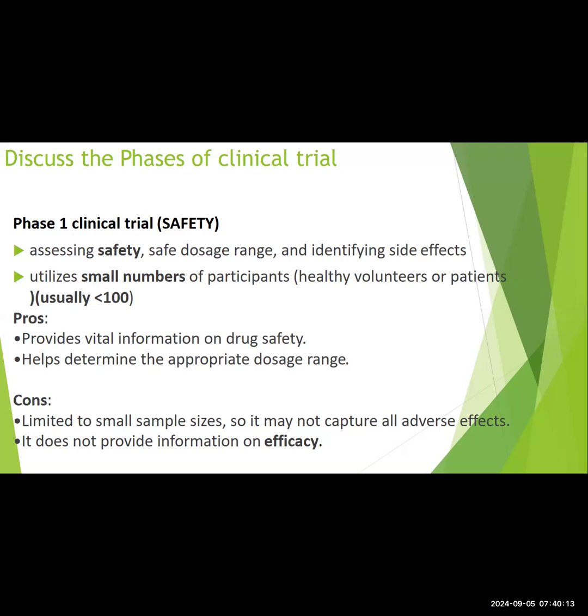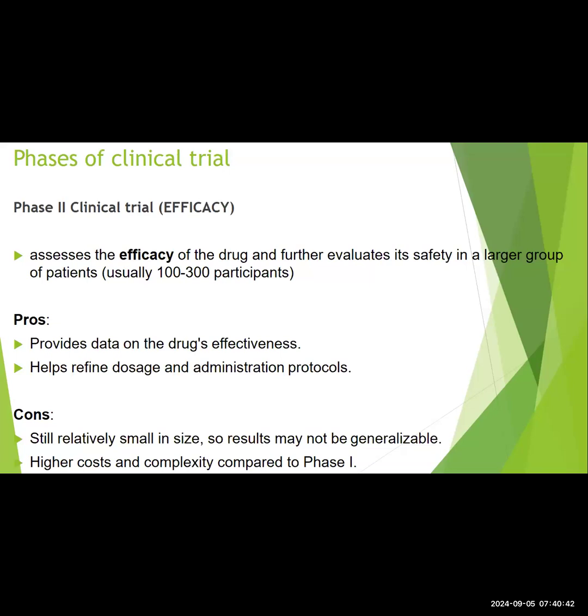It involves a small number, often less than 100 participants. And the advantage is that it gives information on drug safety and dosage range. However, because of the small sample size, a good number of side effects may not be accounted for, and it also does not give information on efficacy. So phase 2 trial looks at the efficacy of the drug and also further information on pharmacokinetics of the drug, including safety. And it involves a larger number than in phase 1, about 100 to 300 participants.